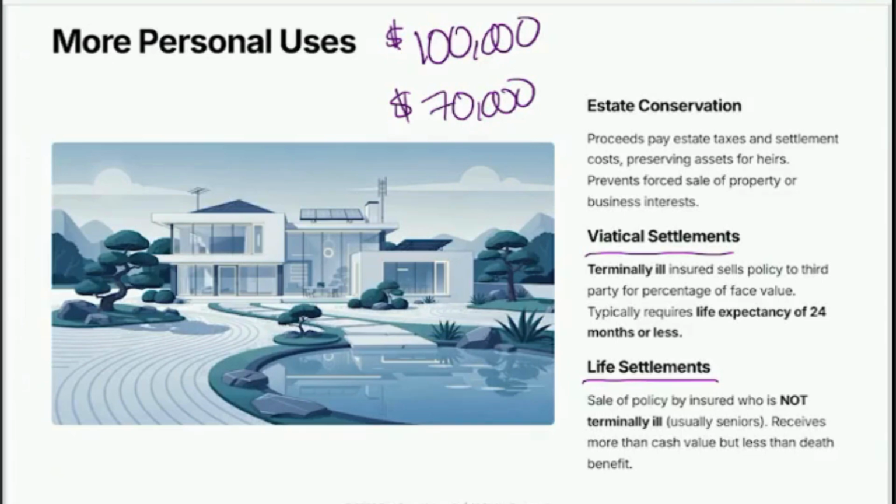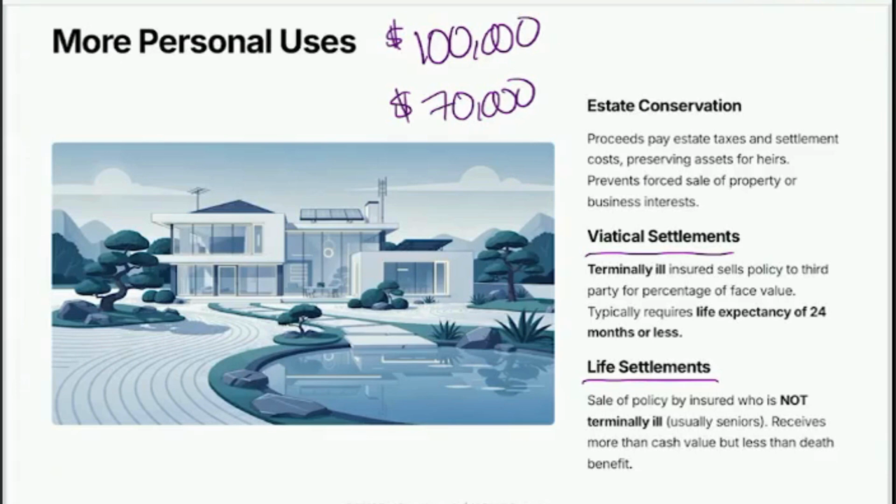And then life settlements are a sale of a policy by an insured who is not terminally ill. It's usually seniors, and they receive more than cash value but less than death benefit. So you don't have to be terminally ill for a life settlement. There's going to be a lot of regulations and rules in place because, again, you're selling your policy to somebody who is not going to get paid until you die.